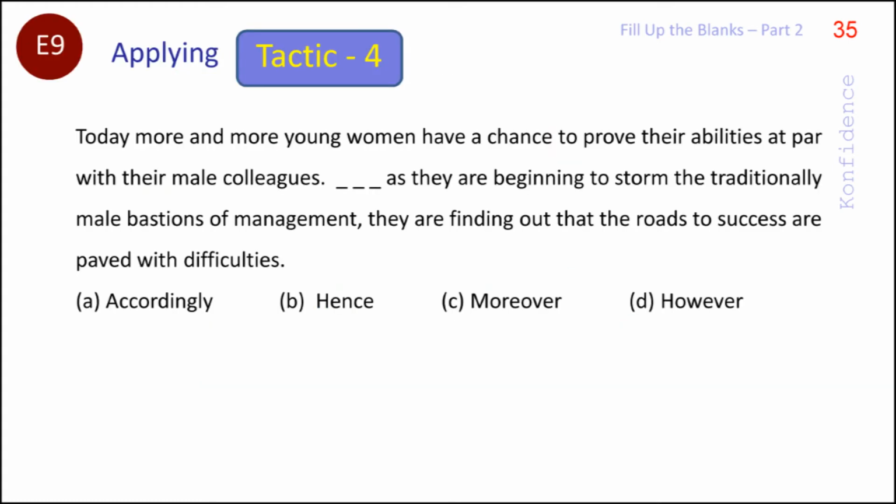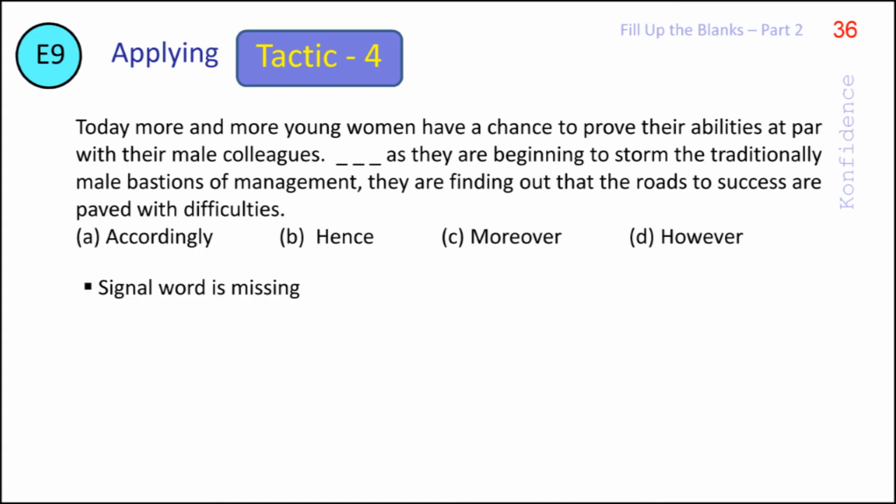Now refer to example 9. Here the missing word is a signal word. The first sentence states a fact which is optimistic and hence positive. But the second sentence cautions about difficulties, so it is negative in nature. We can feel a contrast in the second sentence. Hence, the blank requires a signal word that expresses a contrast.